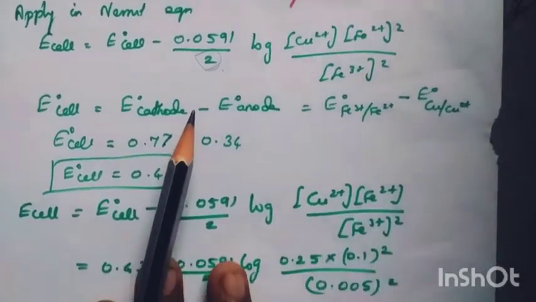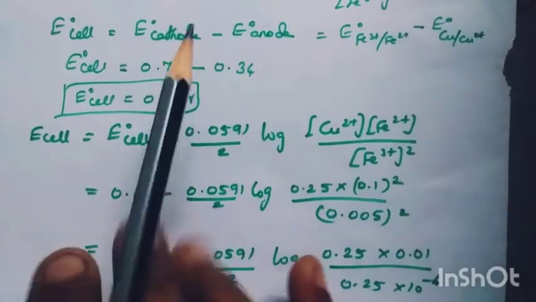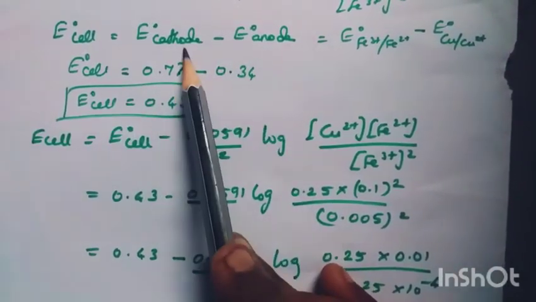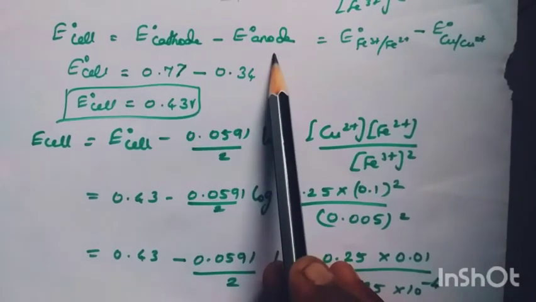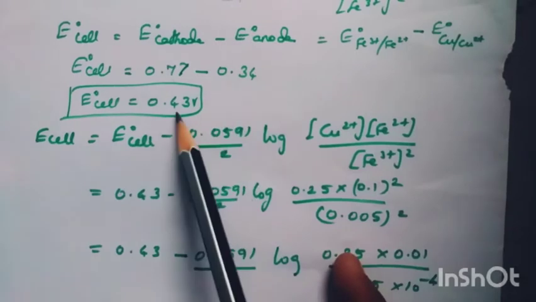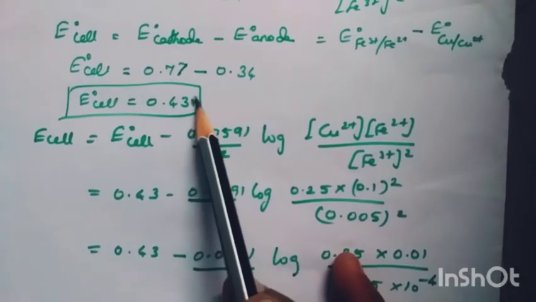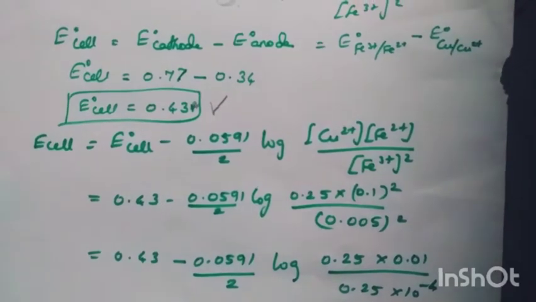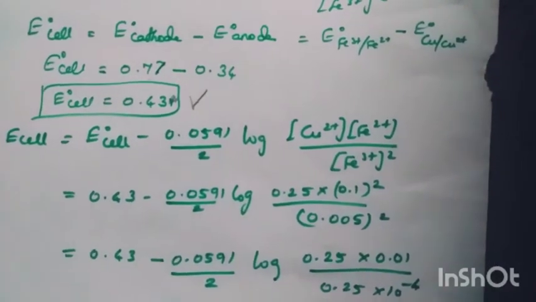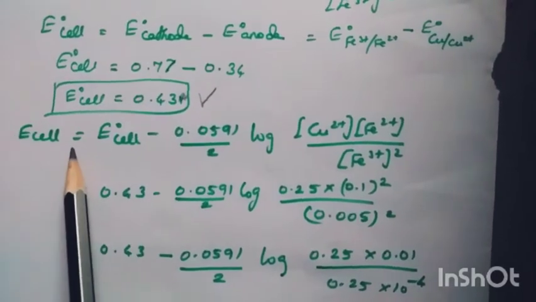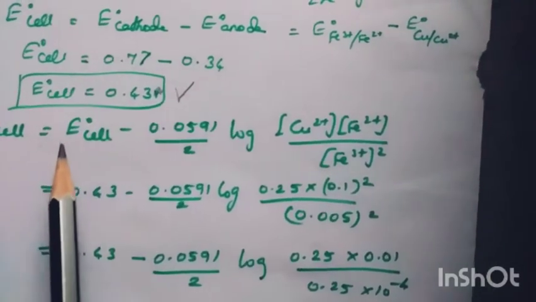Normally how will you calculate the EMF of the cell? So E naught of the cell is equal to cathode minus anode. Cathode means reduction takes place, anode means oxidation takes place. Its value is given. So directly substitute these values and find the, this is V, volt. And E naught of the cell is equal to 0.43 volt. So now E naught of the cell is given, and we are going to calculate the EMF of the cell.